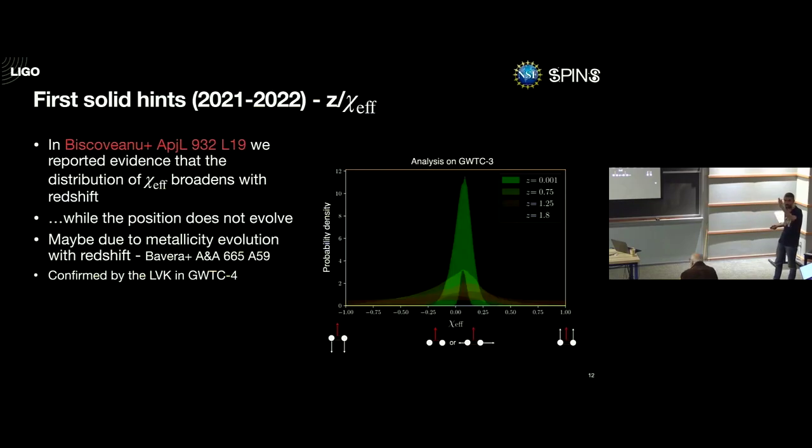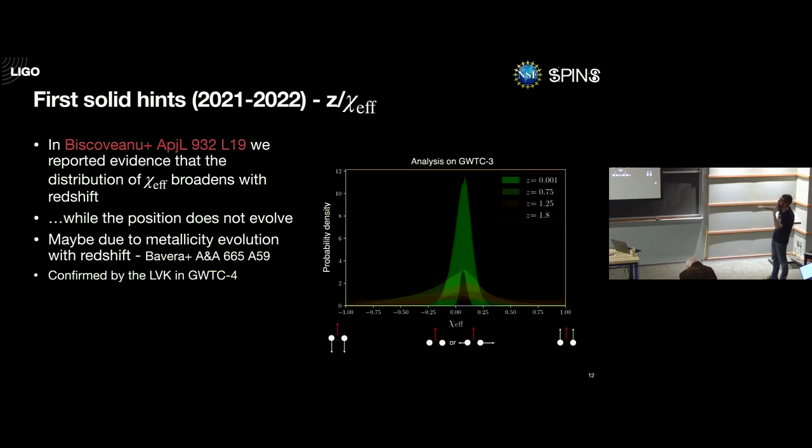This is shown in this plot here, where the x-axis is chi-effective, from -1 to 1, with cartoons that help you understand what chi-effective means. And the y-axis is the probability. This is on GWTC3 data. Different colors are slices of the chi-effective distribution at different redshift, and you see that at nearby redshift it's very narrow, and then it broadens as you go farther and farther.